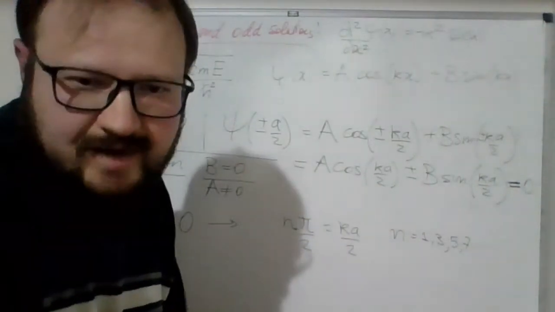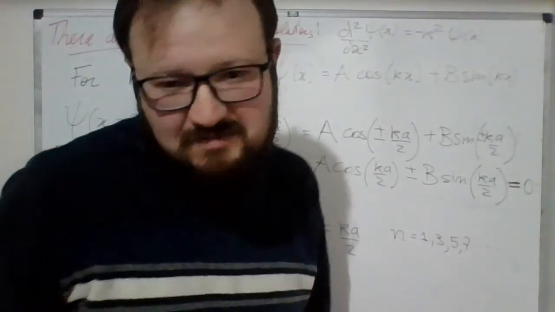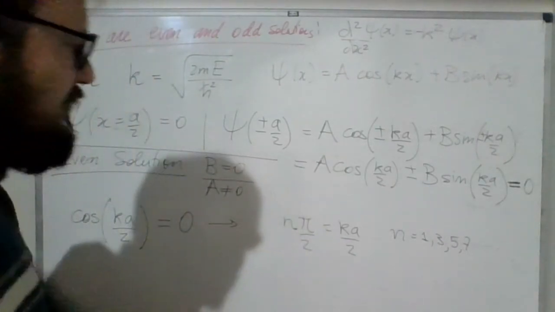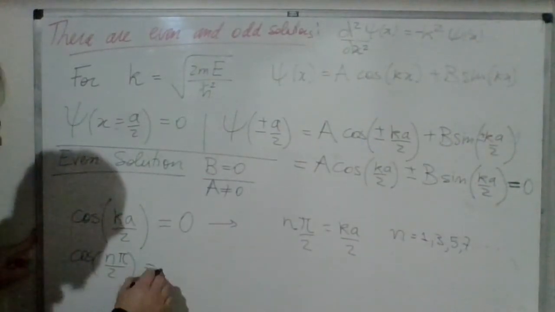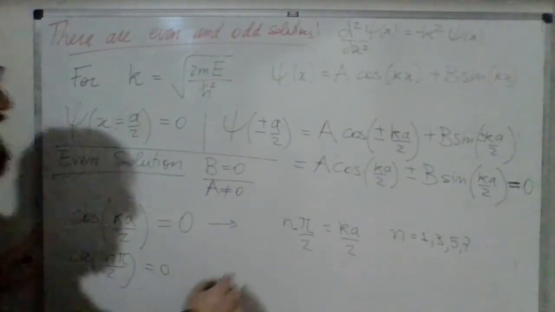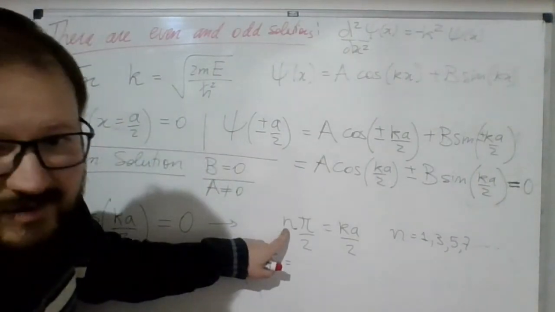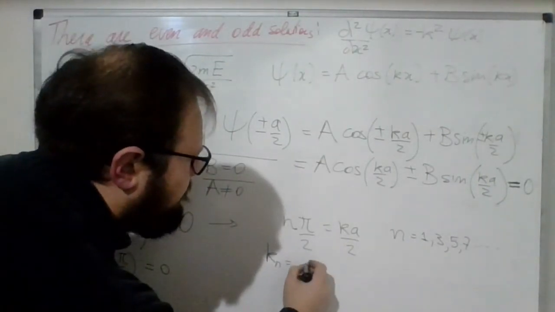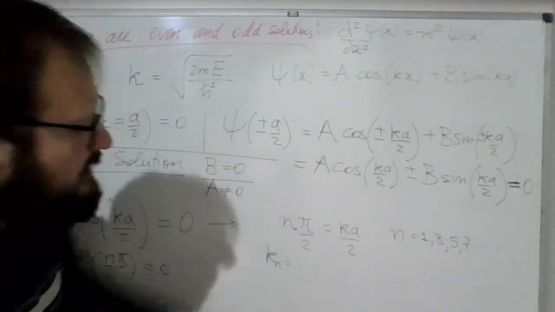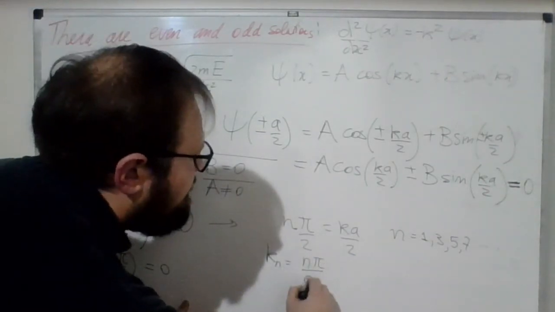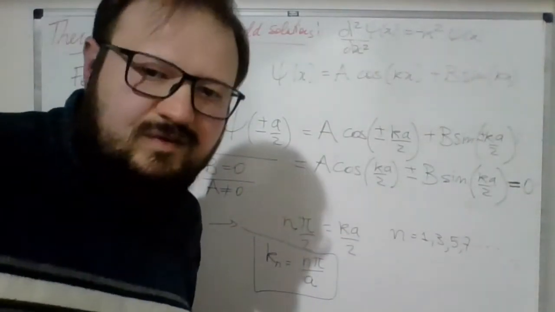It's a weird thing what happens here, because for even solutions you need to find odd integers. But it's just the way we defined the problem. So if you have cosine of n pi over 2, it is 0. So these two numbers must be equal, and in this way I can call k_n, k subindex n, which is an integer number, equal to... I want to calculate the k value, so it's n times pi divided by a. This is the solution here, which we are trying to calculate.